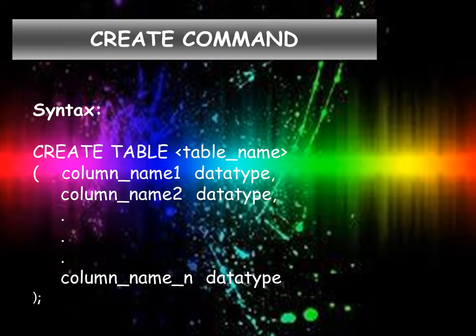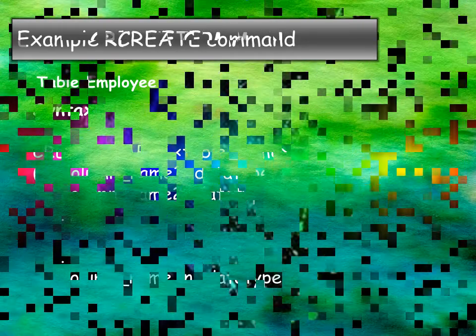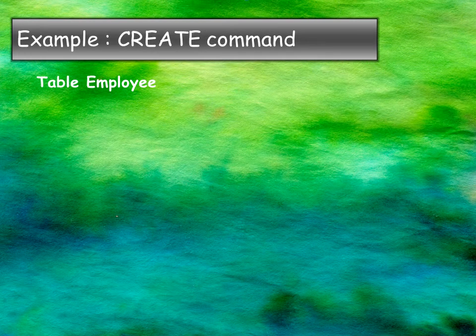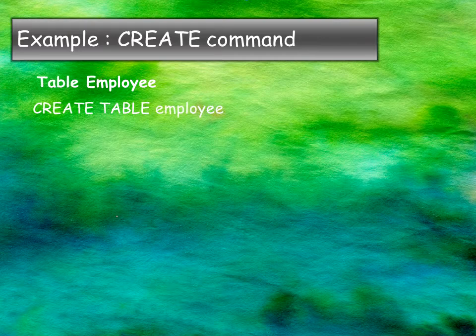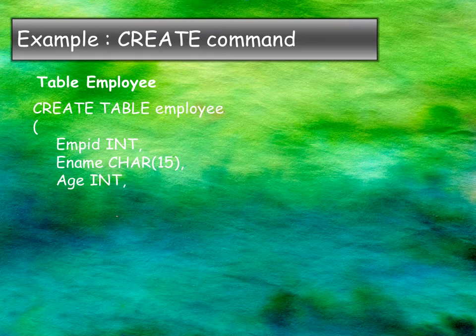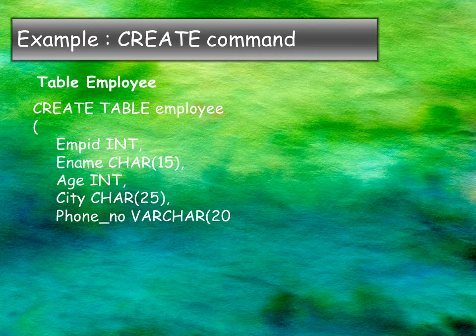We try to understand it with the help of an example. For example, I want to create a table employee, so: create table employee, bracket start, then employee ID integer data type, then employee name char data type, age integer data type, city char with size, then phone number varchar with size, then bracket close with a semicolon.